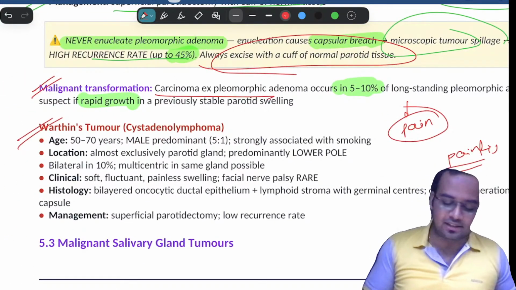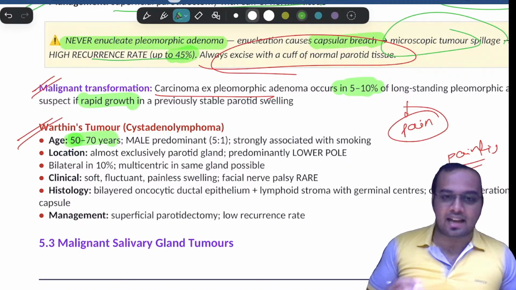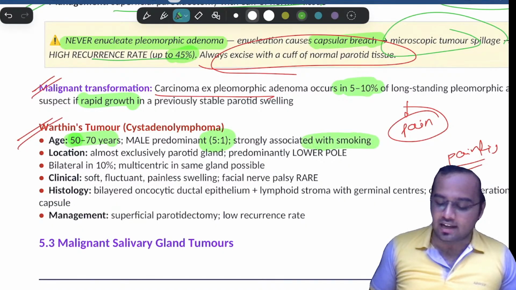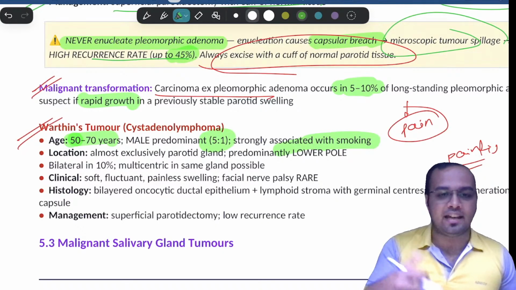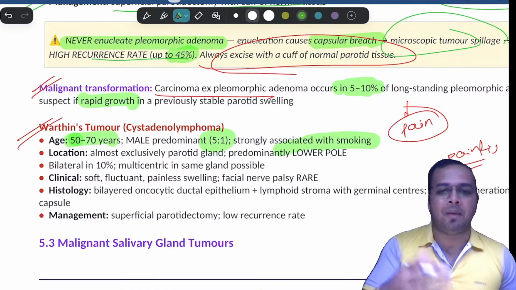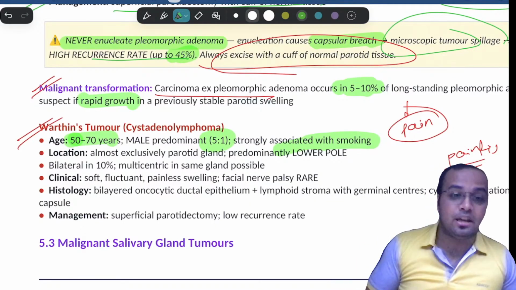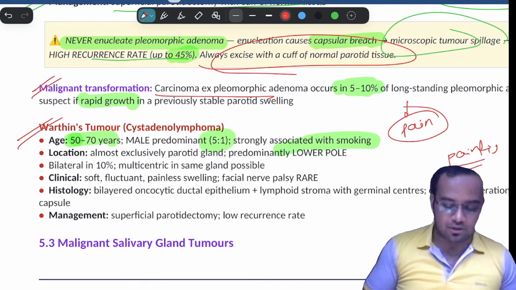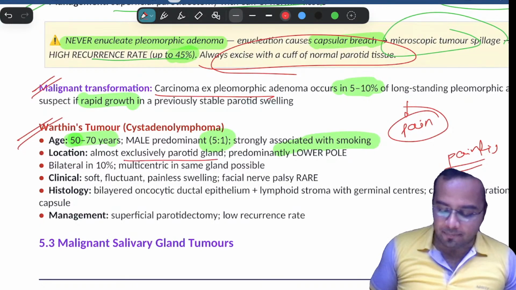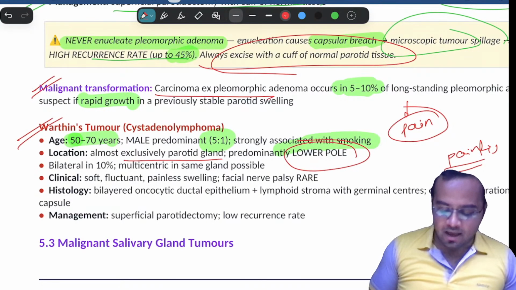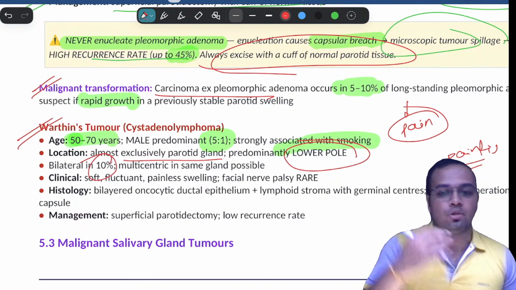Second most important tumor is the Warthin's tumor, 50 to 70 years. Again, it is male predominant as we saw, and it is strongly associated with smoking. Now slowly, as girls are starting to smoke, it will be seen in girls also. So the next edition might say that it is equivalent in males and females. The time is not far. Location: it is exclusively in the parotid gland and predominantly at the lower lobe. Bilateral association happens because of smoking.